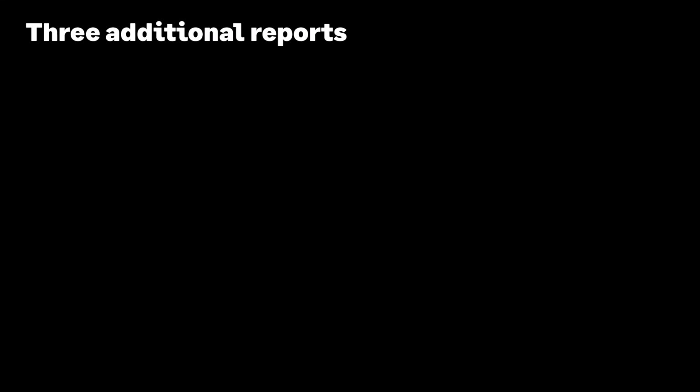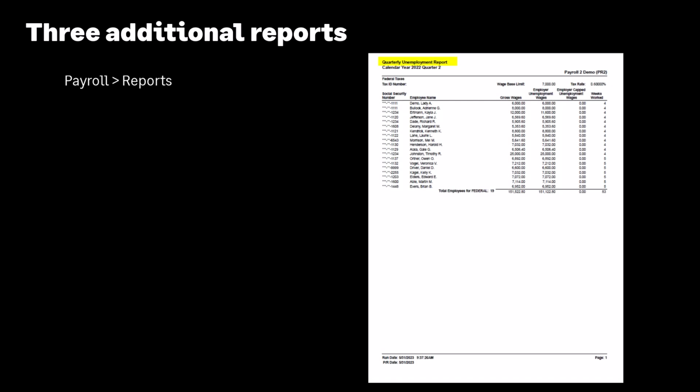Hi, this is Rachel and I am going to describe 3 new quarterly reports, all of which you can find on the Payroll Reports menu. First, we have the Quarterly Unemployment Report. Here is an example of the Quarterly Unemployment Report. It includes the following information for employees: Gross wages. Total wages subject to employer's unemployment tax. Capped wages subject to employer's unemployment tax. And weeks worked. If you have employees who have no wages that fall into any of the wage columns, they are excluded from the report.